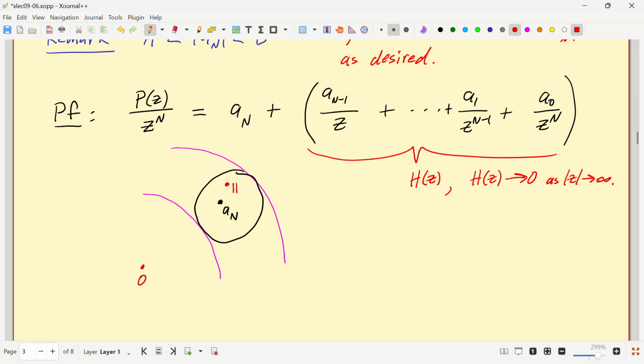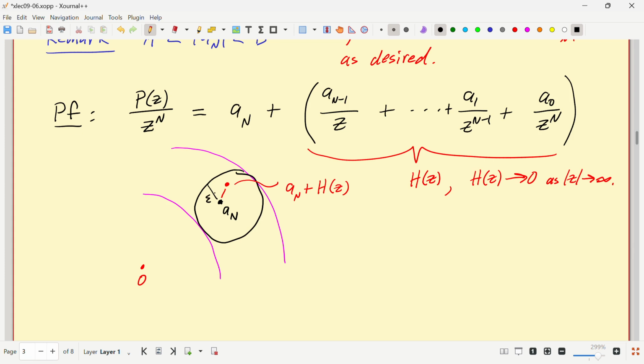This is my h of z. This is my h of z, my plus h of z. So that's an plus h of z. This point right here. This is an plus h of z. H of z is really small. So this is like a little circle of radius epsilon. An's not 0. And so that's my epsilon.